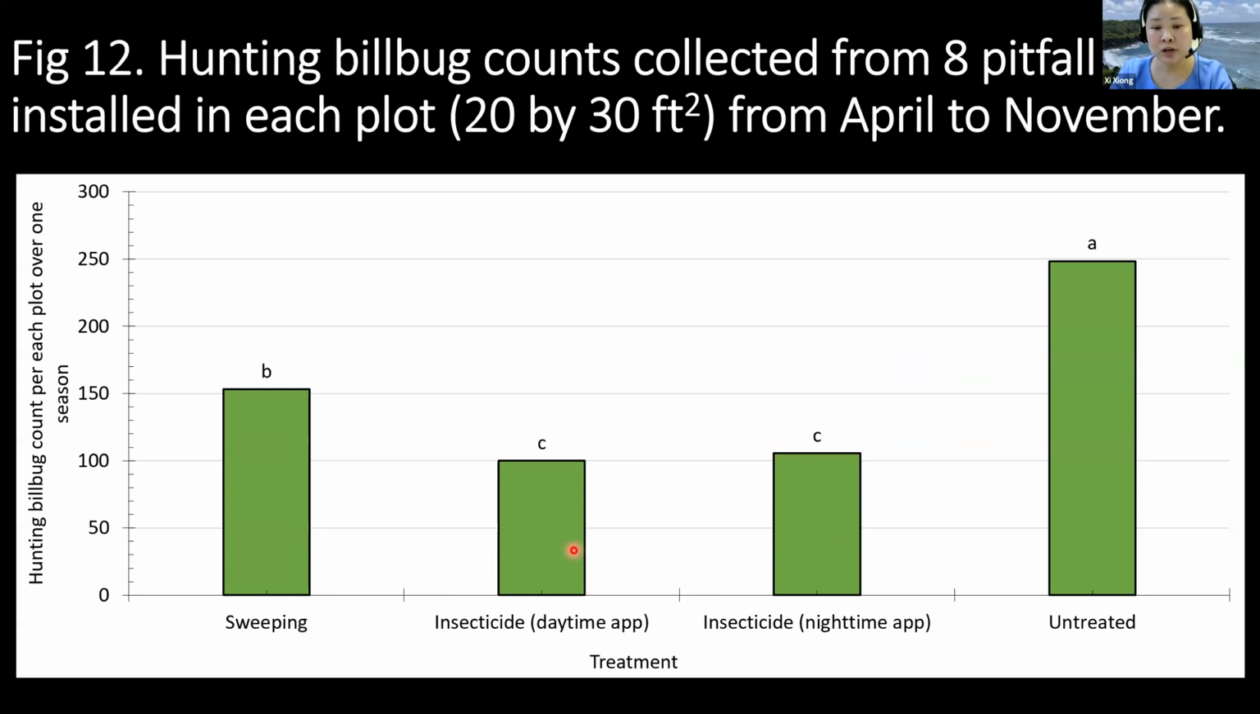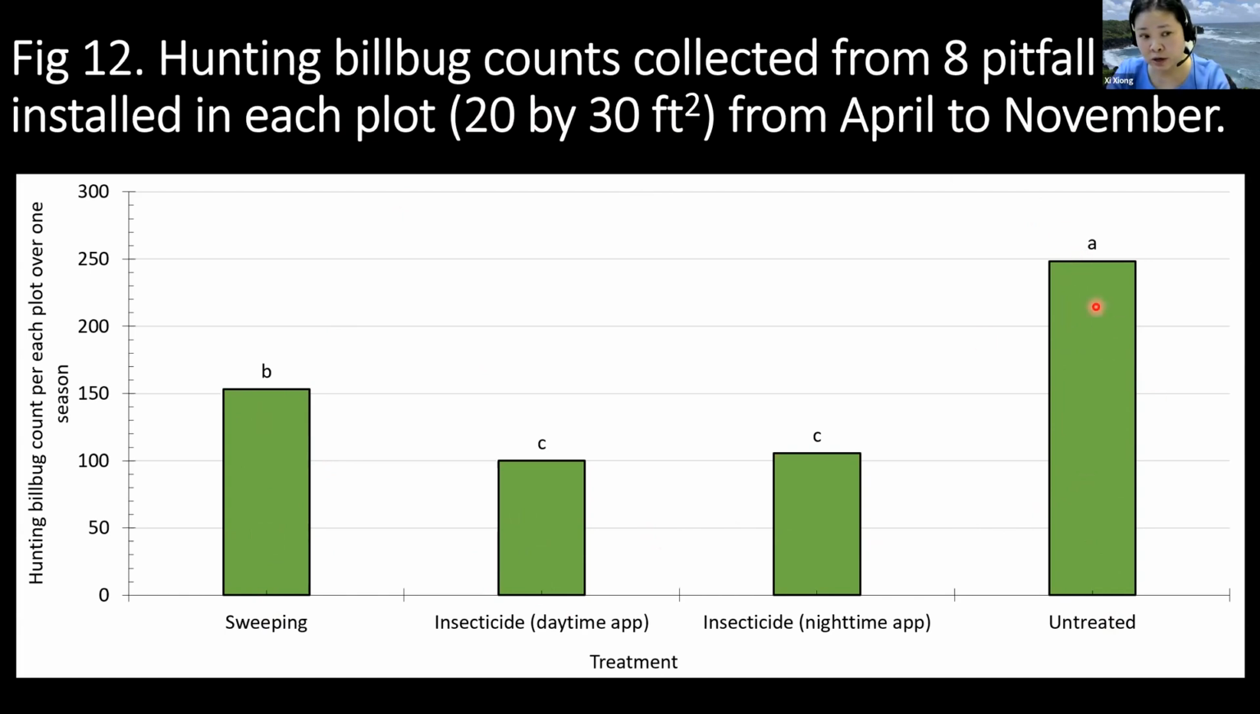And remember, we also have 8 pitfall traps installed in each individual plot. We checked the pitfall traps on a weekly basis, then added them together. We did this from April to November of that year. This graph shows the average per single plot, which is 20 by 30 square feet, of how many billbugs we were able to collect in the pitfall traps.